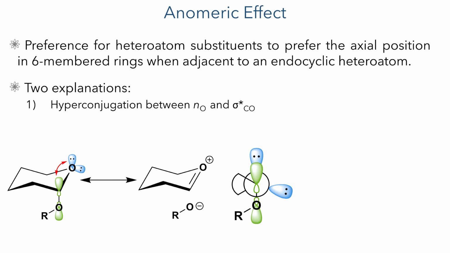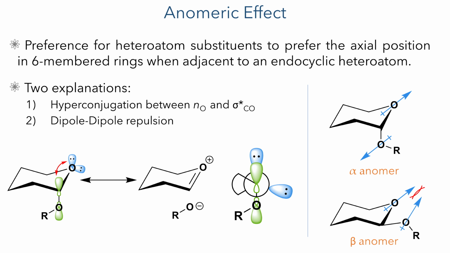An important effect in rings bearing a heteroatom is the anomeric effect. This is the preference for a heteroatom substituent to occupy the axial position when adjacent to an endocyclic heteroatom. This can overcome the preference for equatorial substitution and is especially important in carbohydrate chemistry. There are two main explanations for this effect. The first is hyperconjugation between the non-bonding electrons of the endocyclic oxygen and the sigma star antibonding orbital of the exocyclic carbon-oxygen bond. This can only occur when the group is in the axial position, as this gives an anti-periplanar orientation between the orbitals and allows overlap.